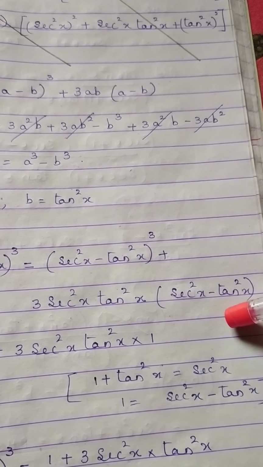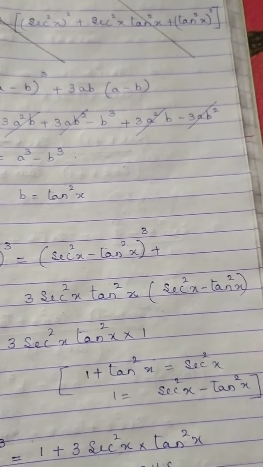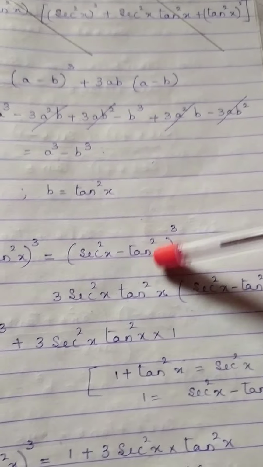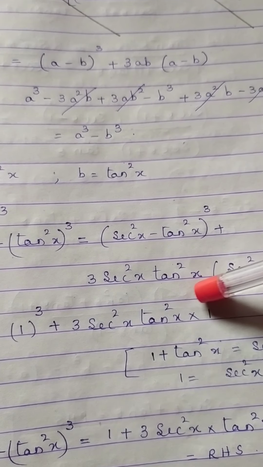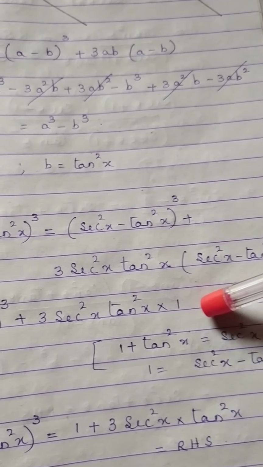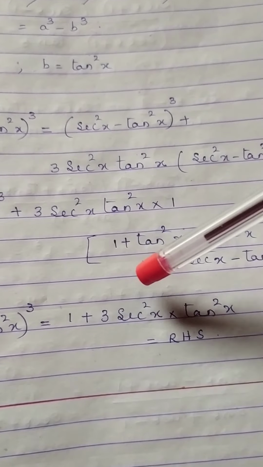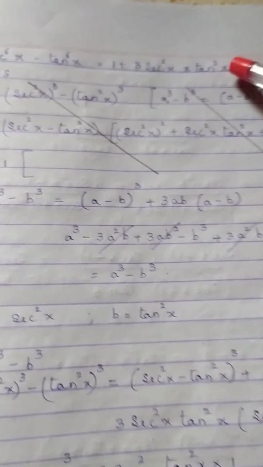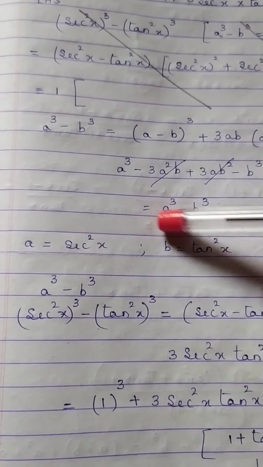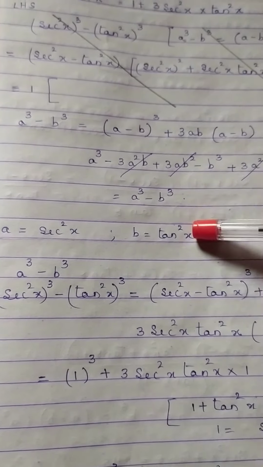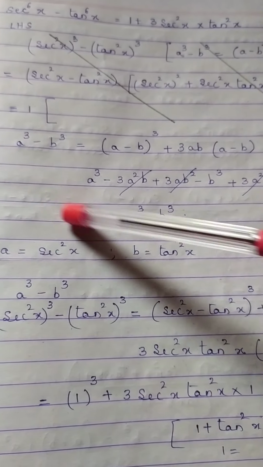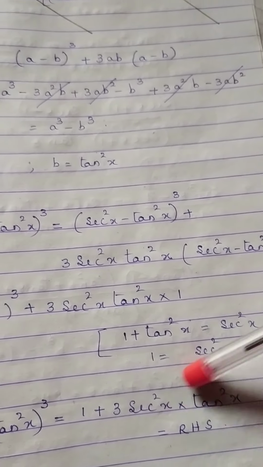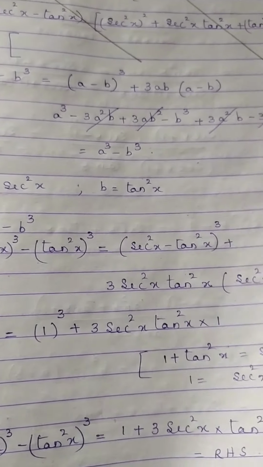The advantage of doing this is I know secant square x minus tan square x is equal to 1 from this identity. So I can substitute this as 1 cube plus 3 secant square x tan square x into 1. So I get my answer 1 plus 3 secant square x tan square x, which is my RHS. Okay, so that's the advantage of doing it using this particular identity. So for understanding this sum, you need to understand this identity first, and then you just have to substitute it to get your RHS. Okay, children, I hope it's clear.